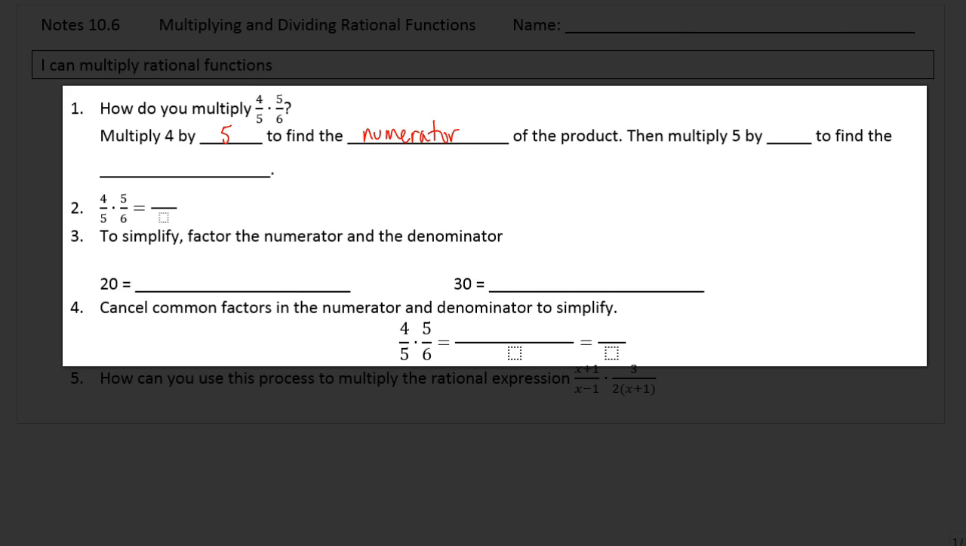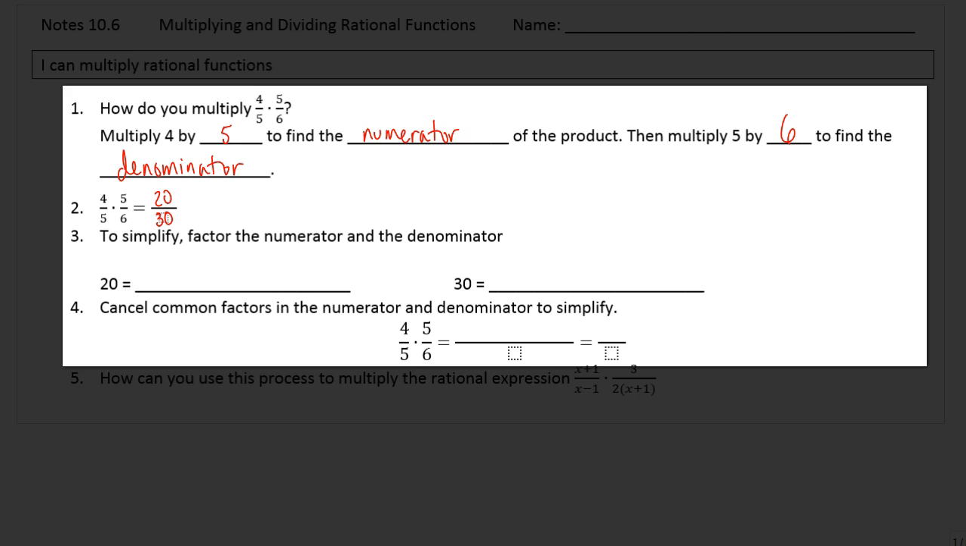So we would multiply 4 by 5 to find the numerator of the product. And like I said, we would multiply the denominator separately. So we would multiply 5 by 6 to find the denominator. Which means 4 times 5 is 20 and 5 times 6 is 30. So we have a fraction of 20 over 30. Now, we could simplify this, I know, pretty easily.